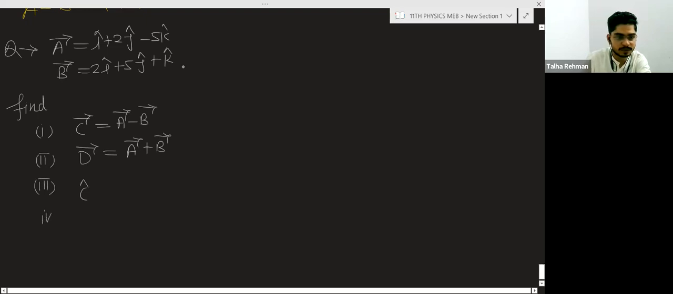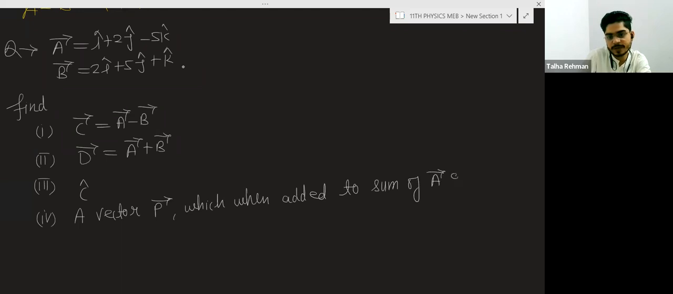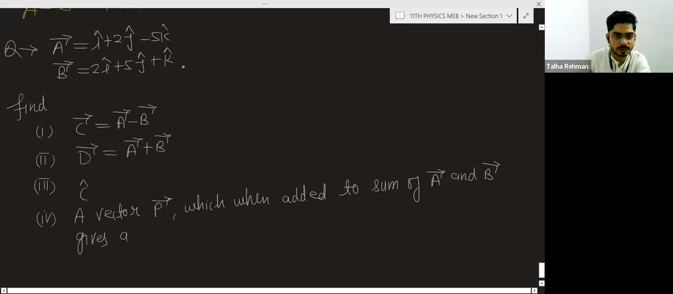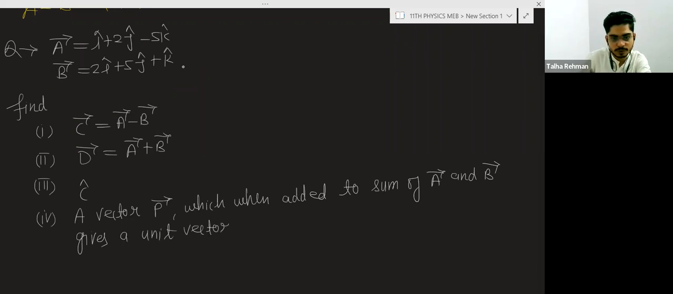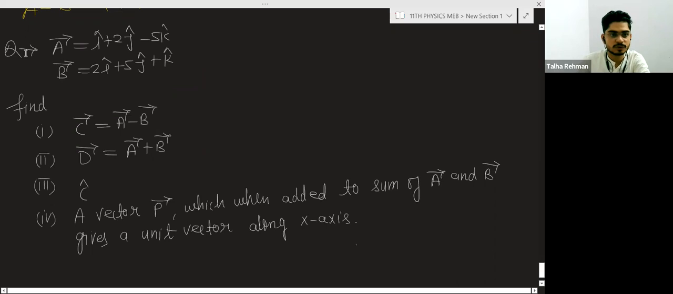And fourth part, we will find a vector P which, when added to the sum of A vector and B vector, gives a unit vector along the x-axis. So very easy question. We will solve this question now. This is based on the addition and subtraction of vectors. So this is A vector and this is B vector.